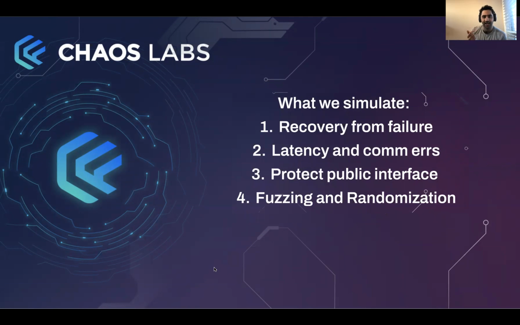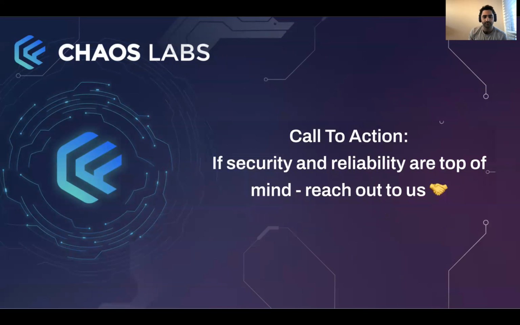Again, the list is much longer, but for brevity, the things that we simulate are recovery from failure, latency and communication errors, and protecting your public interfaces. So what are the interfaces and methods that can be called by anyone? Those are the ones that we need to focus on heavily. Fuzzing and randomization, which we just explained, is basically spamming all of these public interfaces with different types of input to see what breaks.